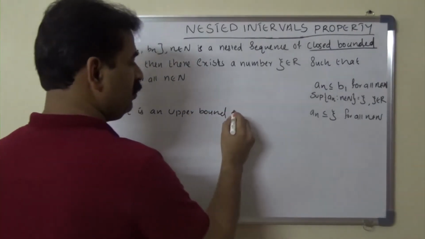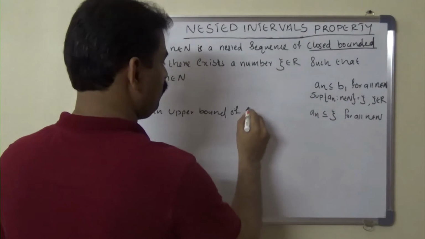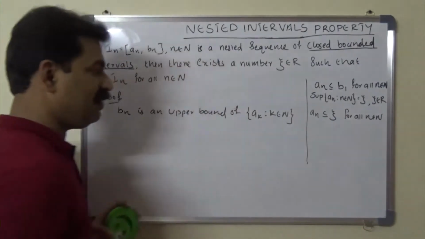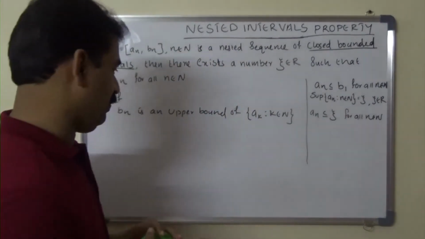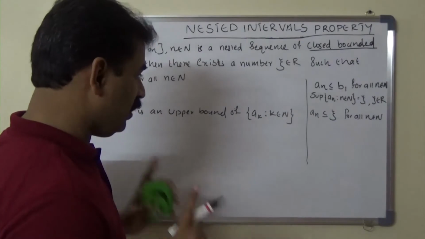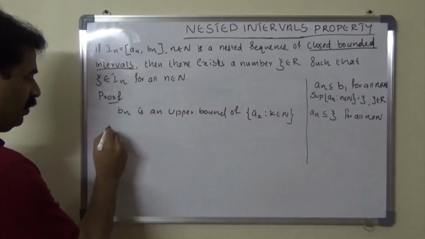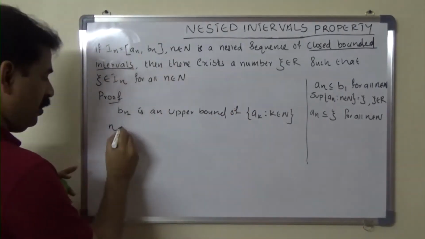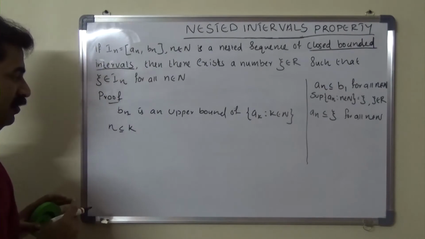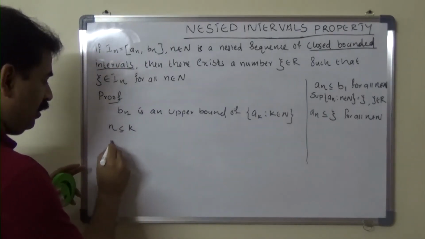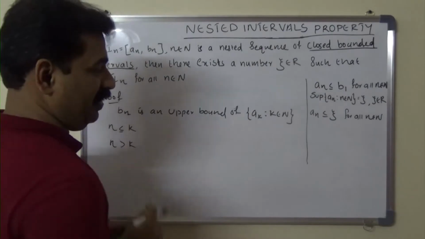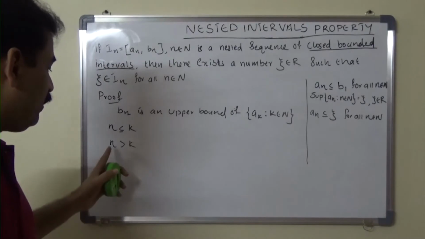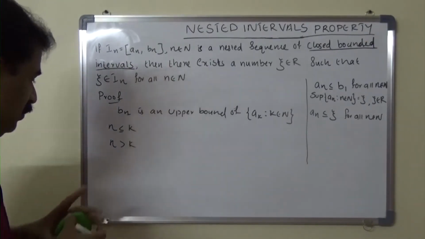Bn is an upper bound of the set {AK such that K belongs to capital}. Here there are two cases. The first case, n is less than or equal to K, and the second case, n is greater than K.